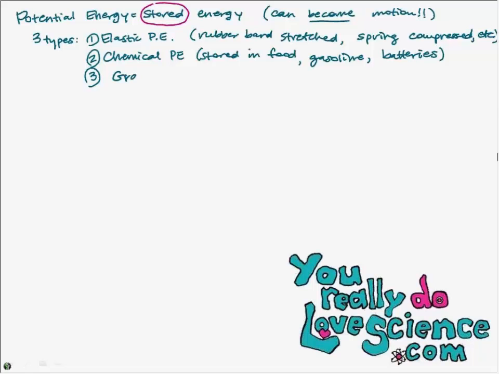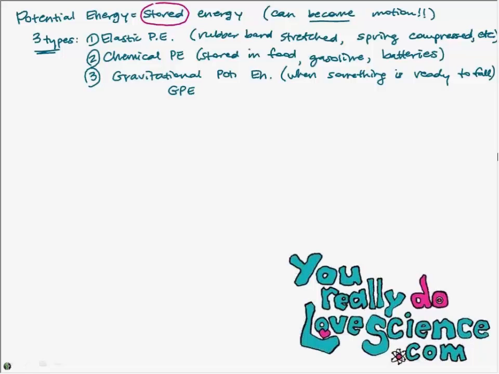The third type is the one you're going to use the most in this chapter, and that's called gravitational potential energy. I'm going to say GPE. Gravitational potential energy is when something is up high and it's ready to fall. Like when you're up on a ladder and you could fall off, you've got gravitational potential energy, and that could become motion if you fell. So those are the three types of potential energy.